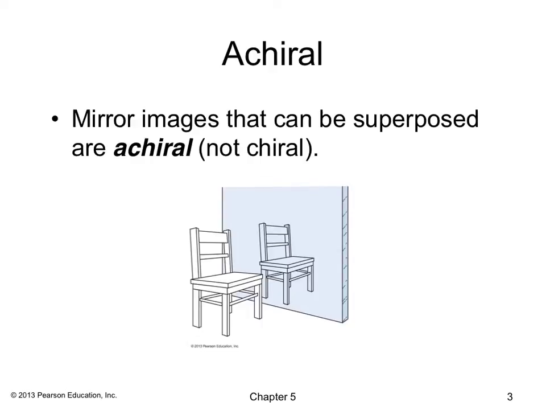So chirality describes molecules that have this handedness. If you take a mirror image of a molecule or of an object, and that mirror image can be superimposed with the original object, that means that molecule is achiral. So a chair would be an example of an achiral entity, because its mirror image is essentially superimposable.